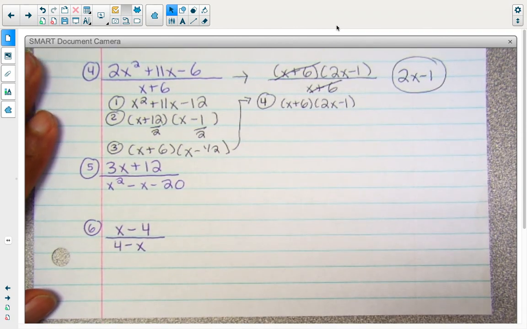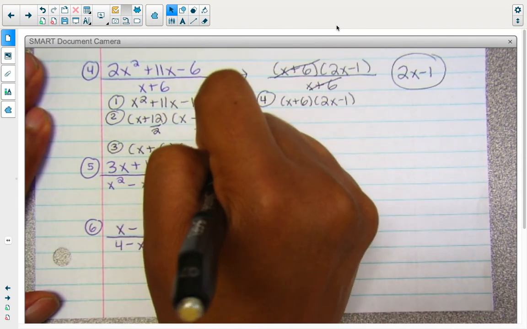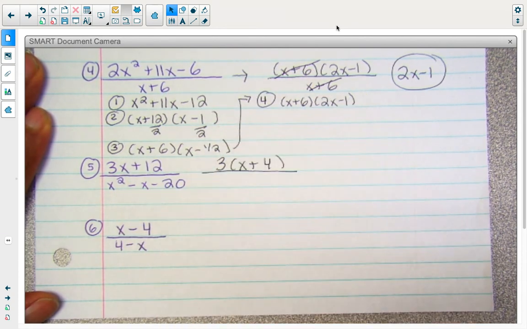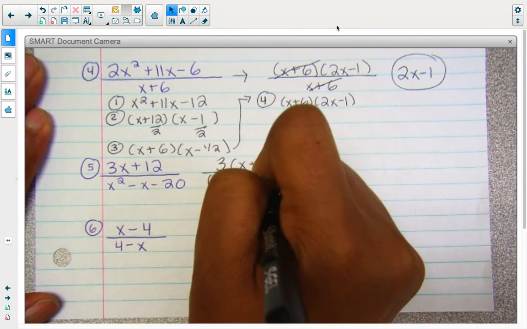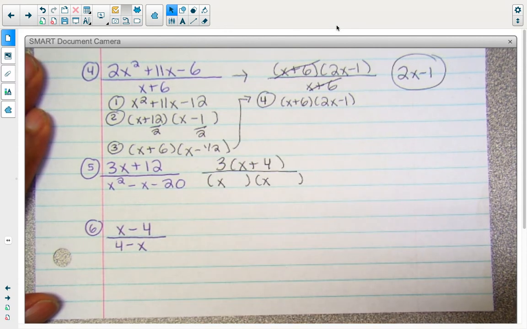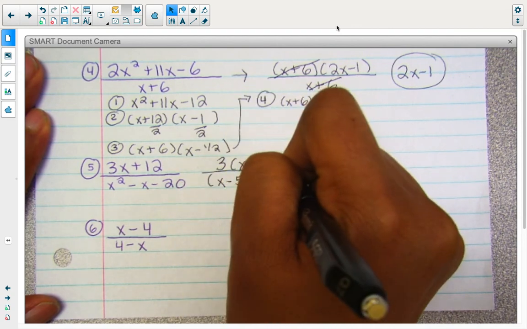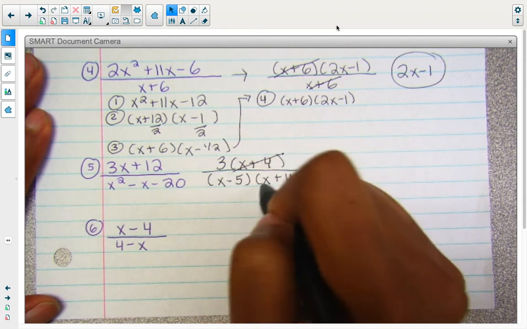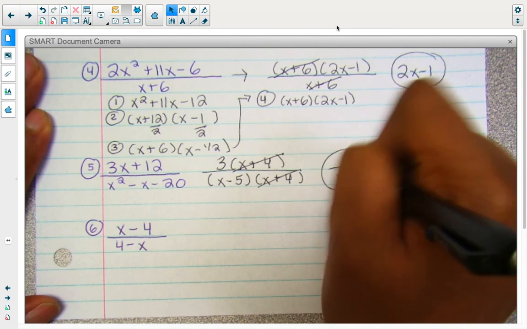All right, number 5, pull out your greatest common factor. So my greatest common factor is 3. On the inside, we got x plus 4. On the bottom, we'll factor like normal, set up our parentheses, and put our x's in there. We're trying to think of two numbers that multiply to give me negative 20 and add to give me negative 4. So those numbers are negative 5 and positive 4. So I have something that cancels, so I'm going to mark that out. Final answer, 3 over x minus 5.